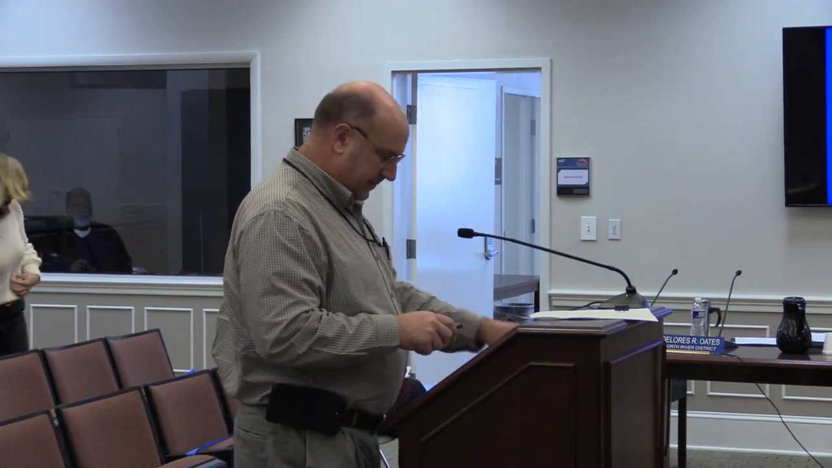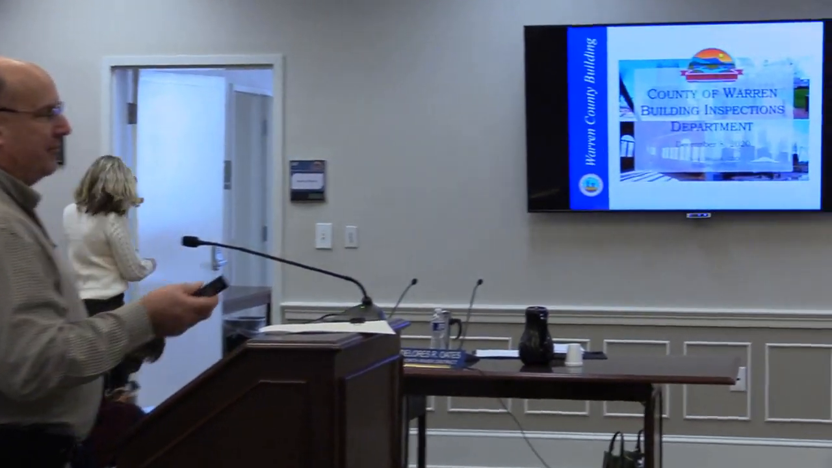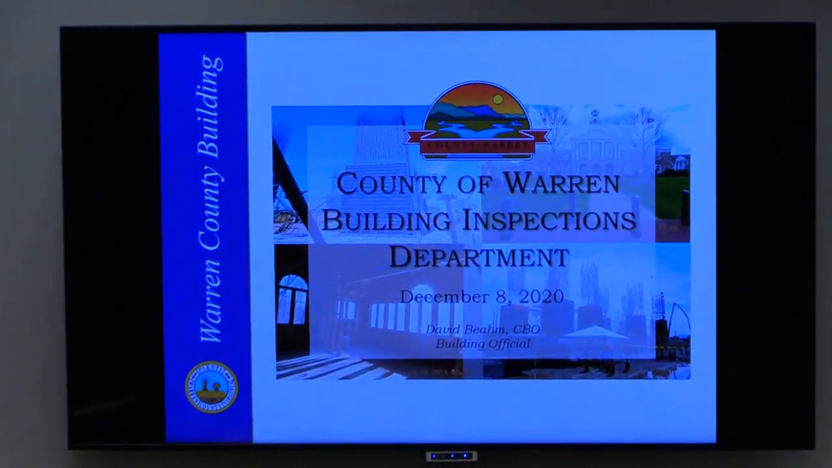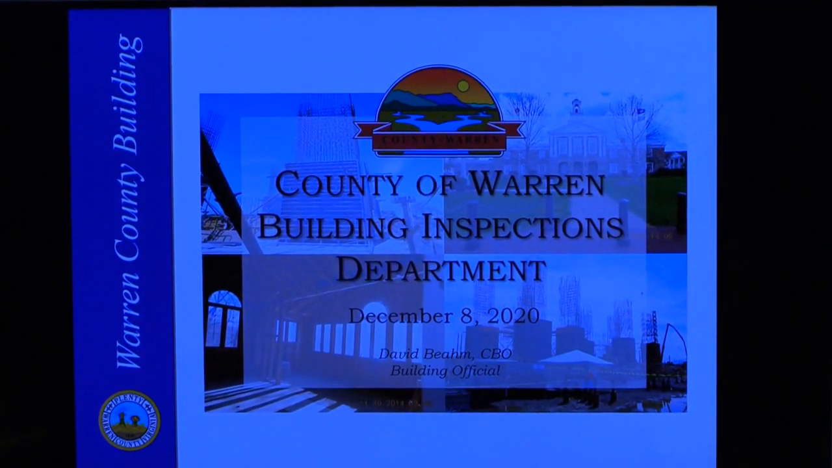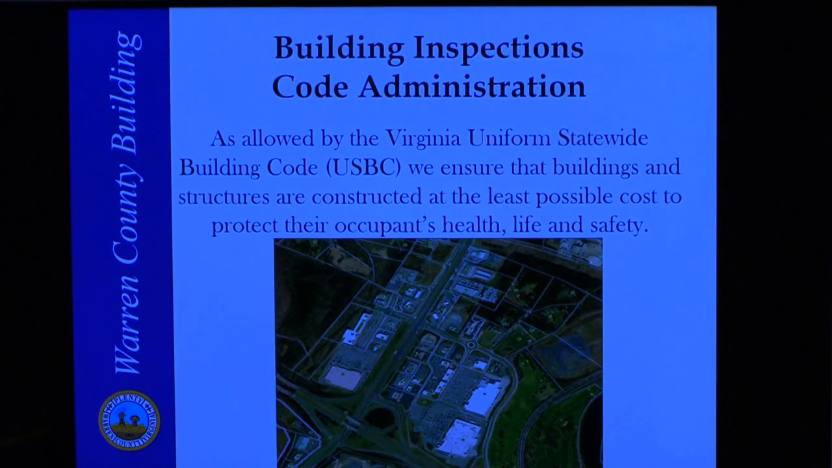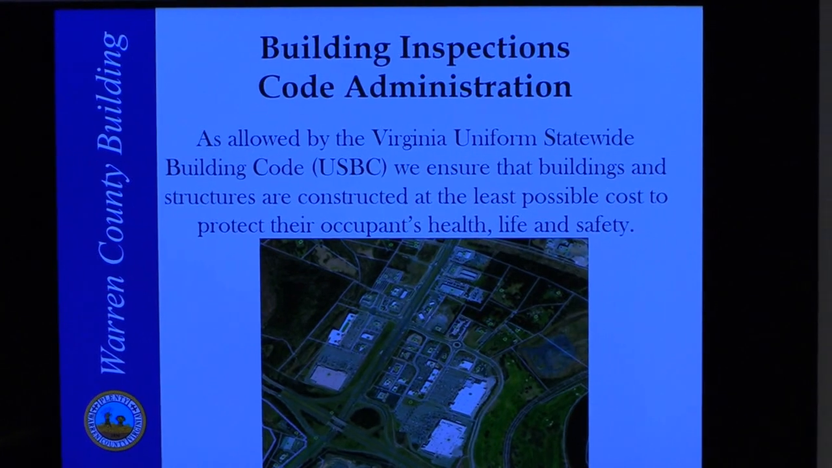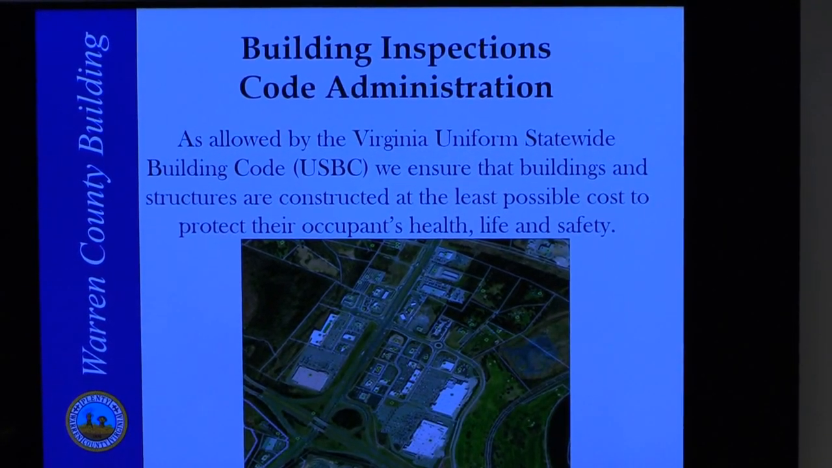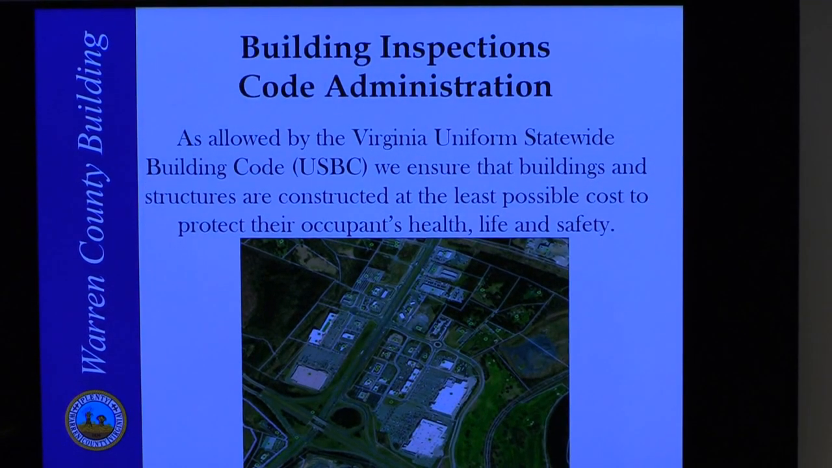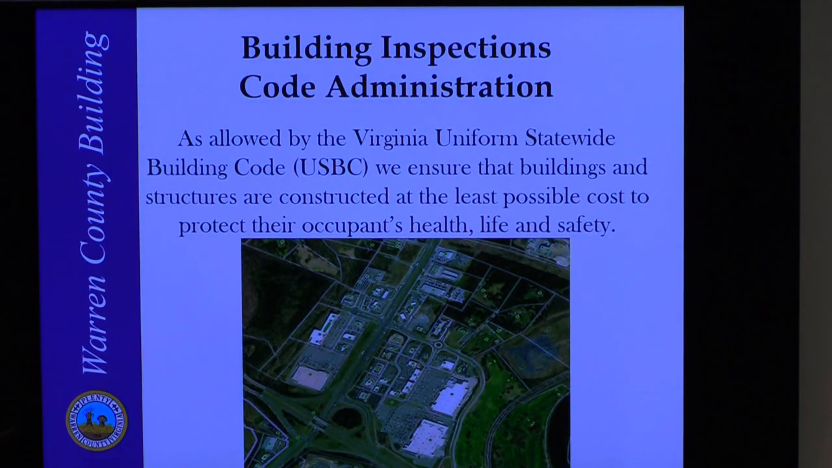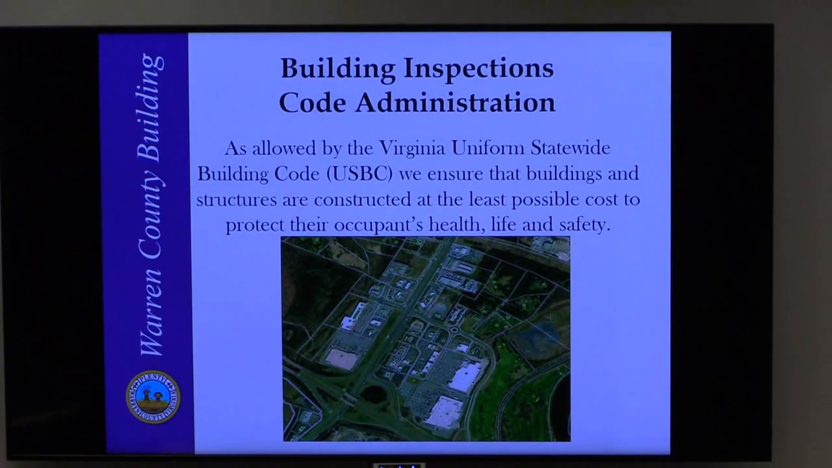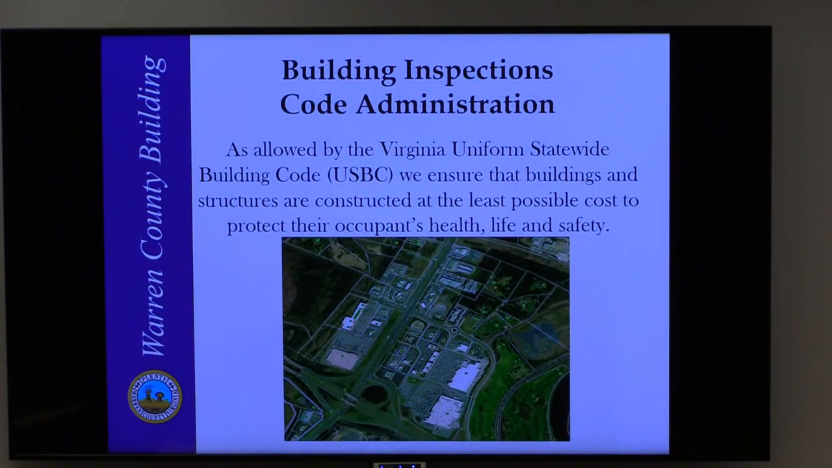Good afternoon. I'll try to make this short. If you have questions, though, jump in or ask at the end. Warren County Building Inspections Department. Building Inspections Code Administration, as allowed by the Uniform Statewide Building Code, is to protect the occupants' health, life, and safety, to ensure that every time you walk into a building, you can understand that that building has been inspected and should meet the minimum health, life, and safety requirements. That's what the objective is as far as the code.